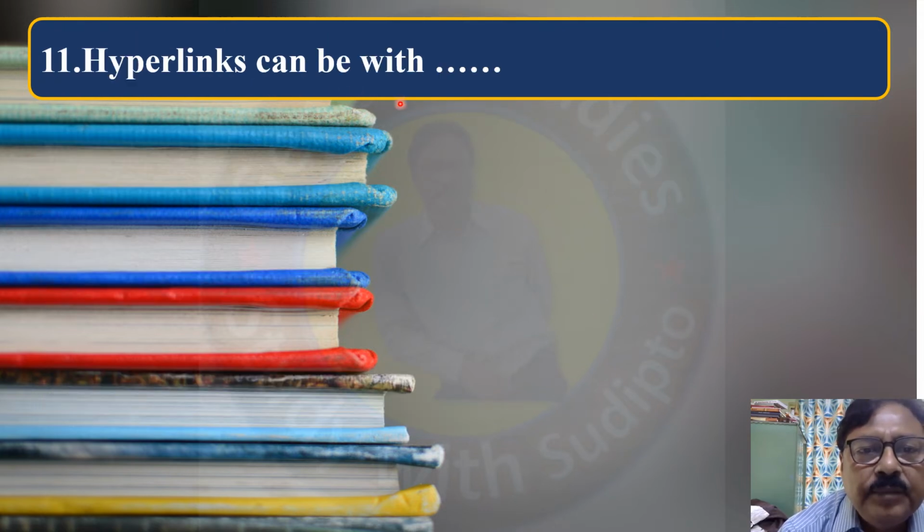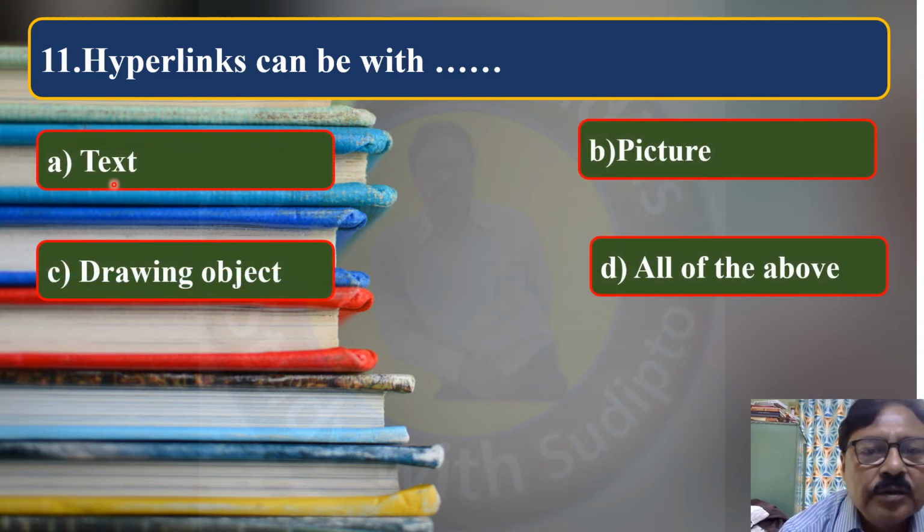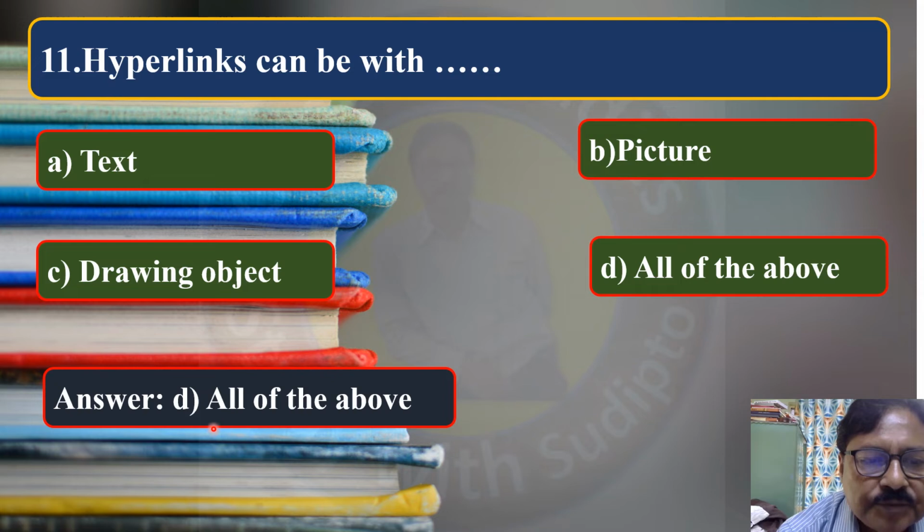Hyperlinks can be used with: option A text, option B picture, option C drawing object, option D all of the above. The correct option is option D, all of the above. Hyperlinks can be used with all of the above.